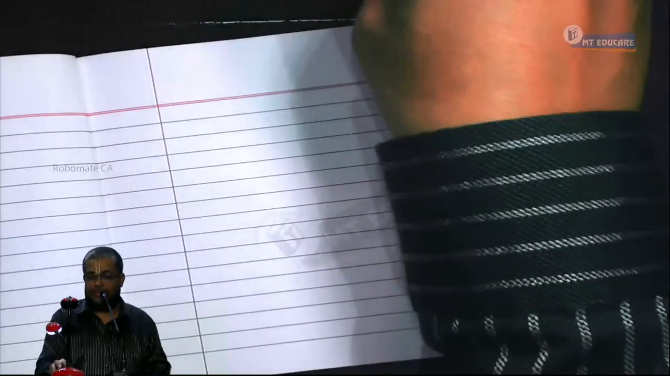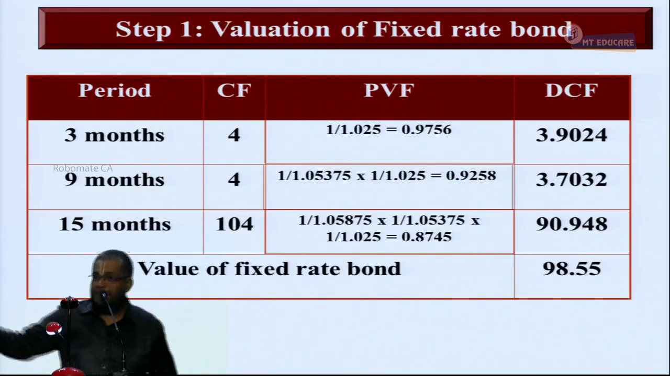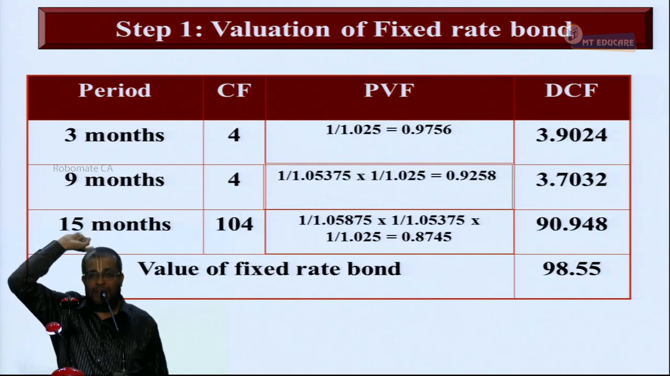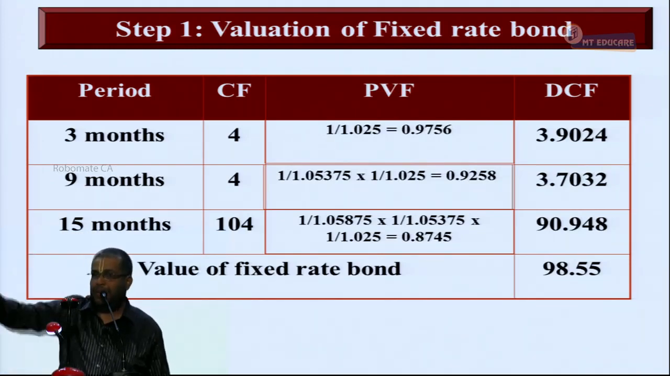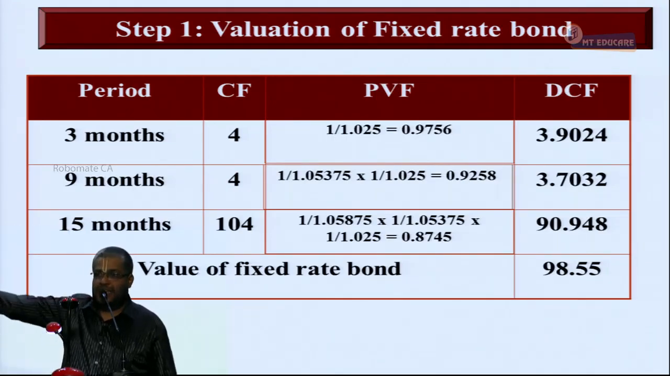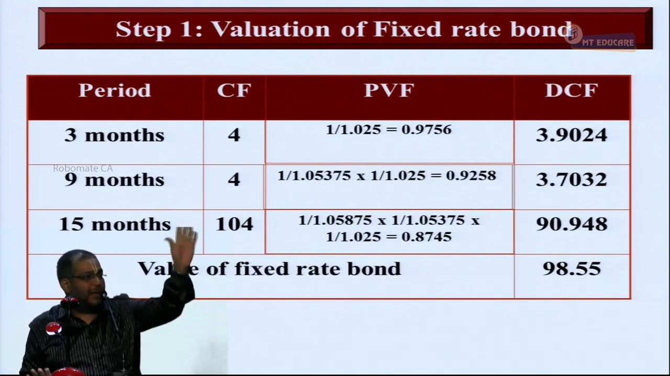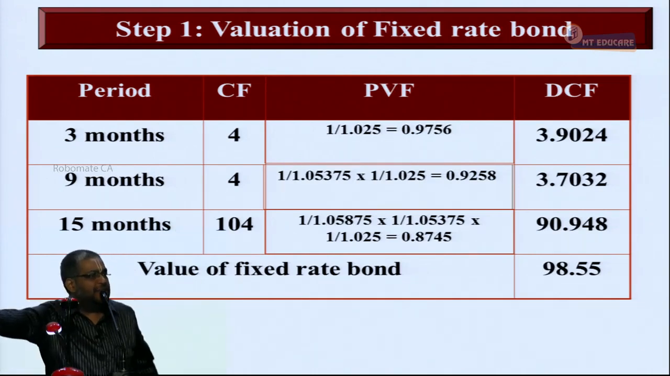First of all, my first question is, what is the fixed rate bond value? What is the value of the bond? The present value of future cash flows. When I buy a 15 month fixed rate bond today, I get 4 million in 3 months, 4 in 9 months, and 104 in 15 months. Discount at the current yield, that is 0.975, etc. I'll get the bond value.